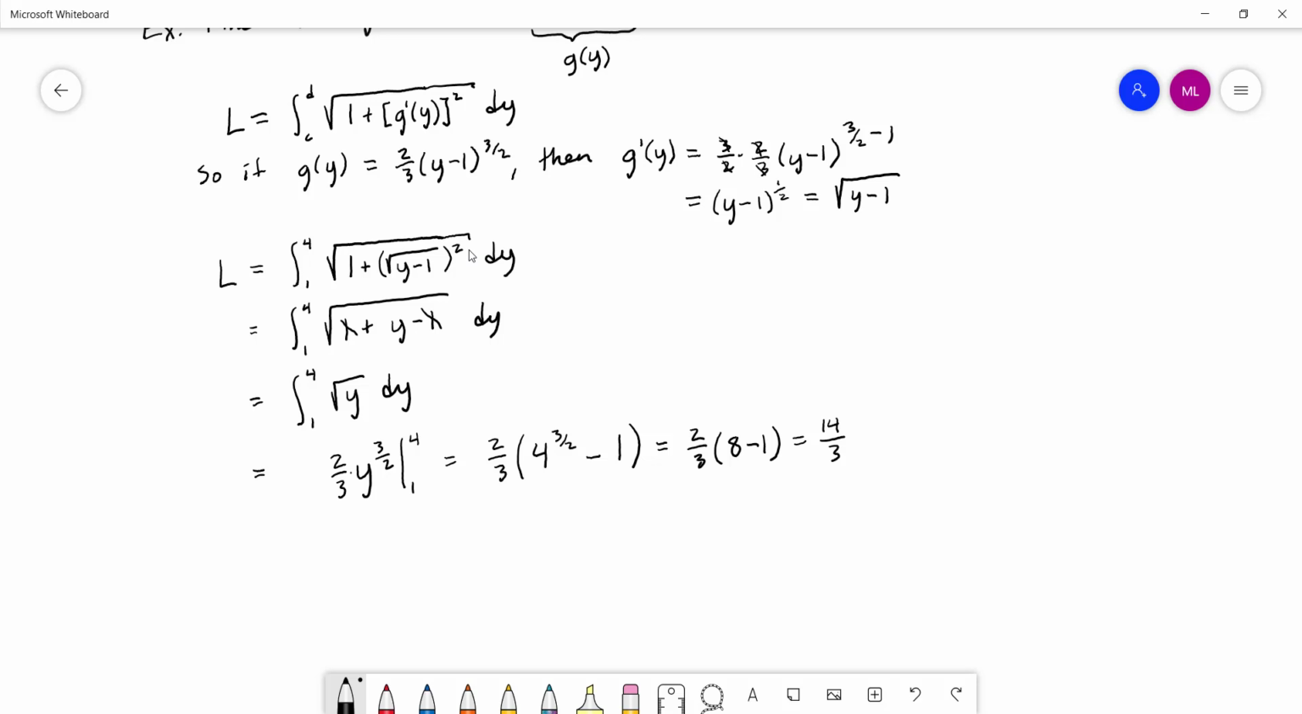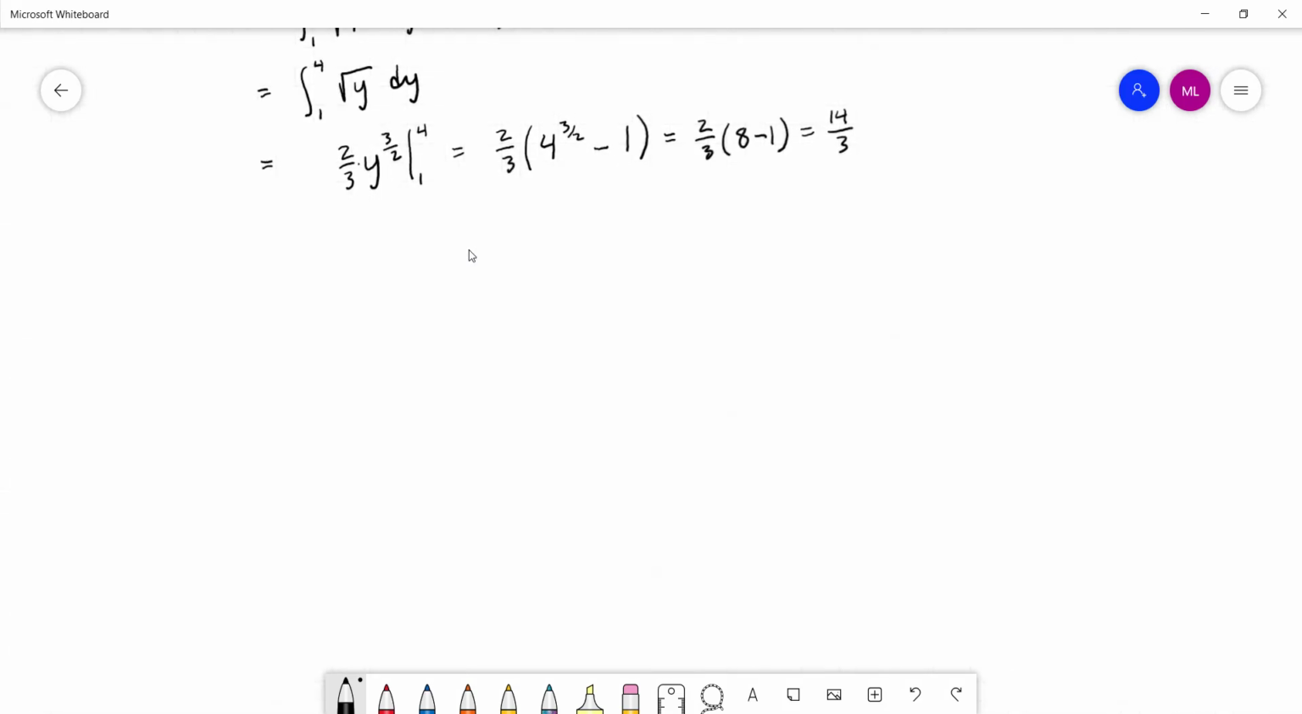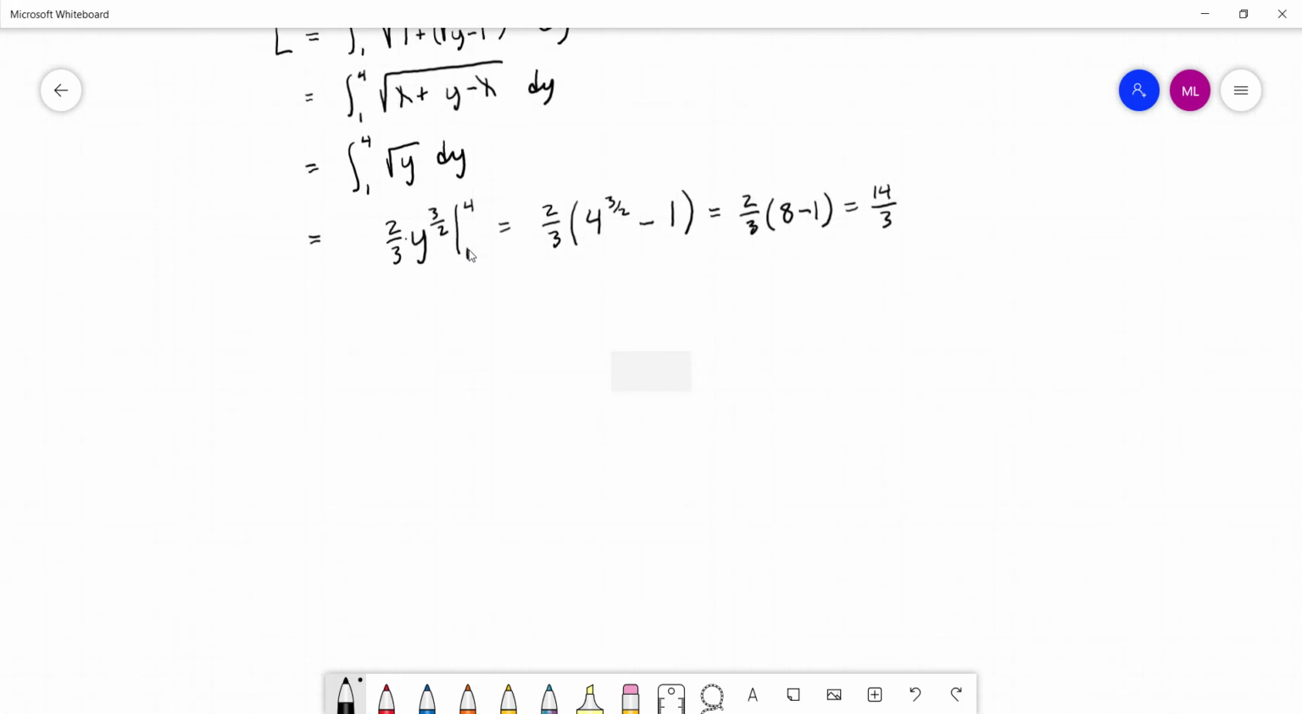Okay, so now that we've done a couple of these, I want to move on to the idea of an arc length function.